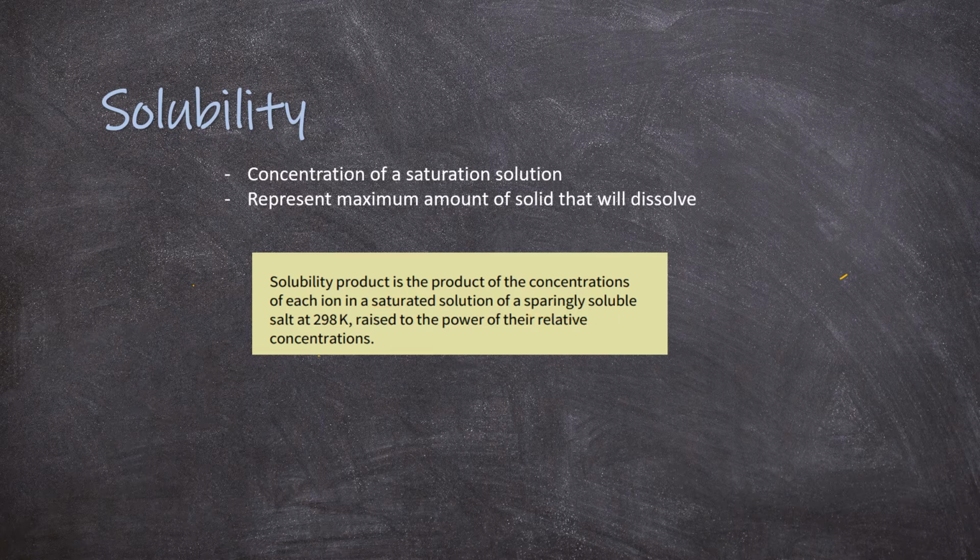This you have to memorize: if you were asked what is solubility product, then you have to answer that it is the product of the concentration of ions in a saturated solution of a sparingly soluble salt at 298 Kelvin, raised to the power of their relative concentration. So we have to answer like that.